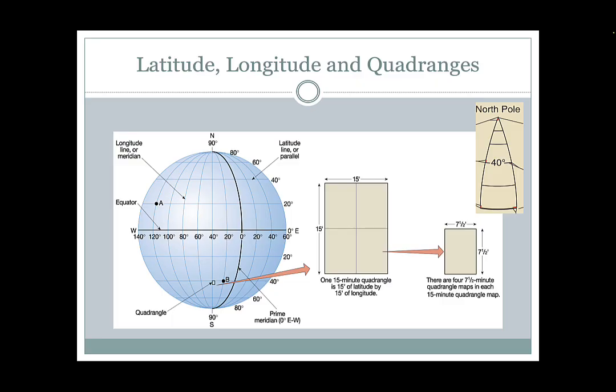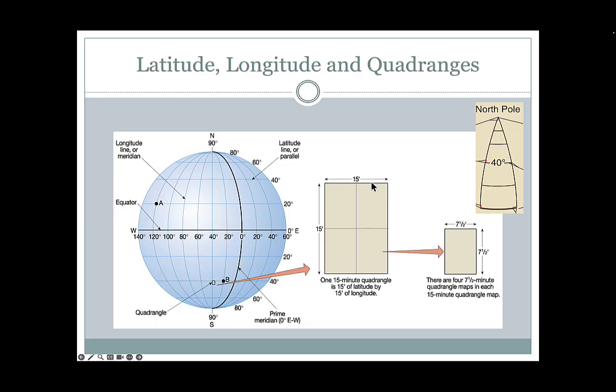But they wanted to make maps more specific than 1 degree by 1 degree. So they used minutes and seconds to divide up each degree into these things we call quadrangles. And quadrangle just means it has 4 sides. It's a rectangle with 4 sides, or it's an area with 4 sides. The top can be a little shorter than the bottom, but it's an area with 4 sides, a quadrangle. And this one represents an area that's 15 minutes by 15 minutes.